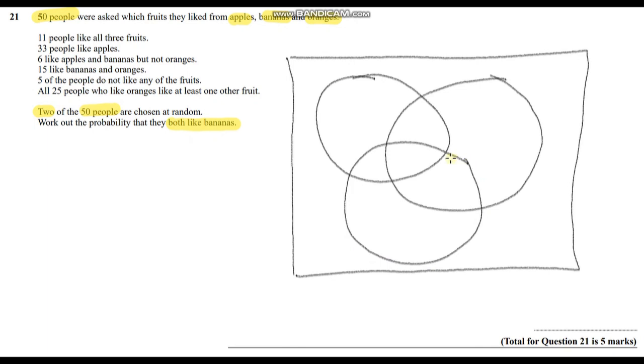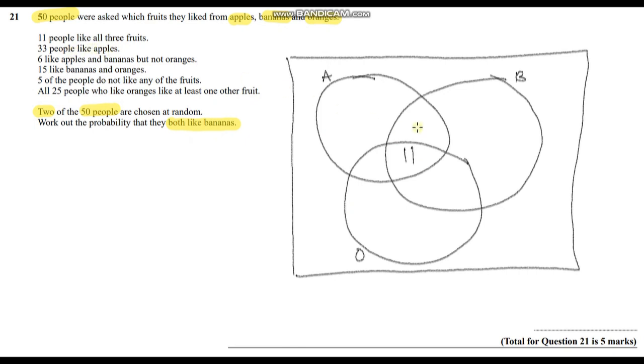Okay, very bad actually, but hopefully it's good enough for our purposes. Right, so 50 people asked which fruit they like. 11 people like all 3 fruits. So actually, let's just label this. We've got apples, bananas and oranges. That's an O for oranges, not a 0. So we're going to put 11 in the middle straight away. 11 people like all 3 fruit.